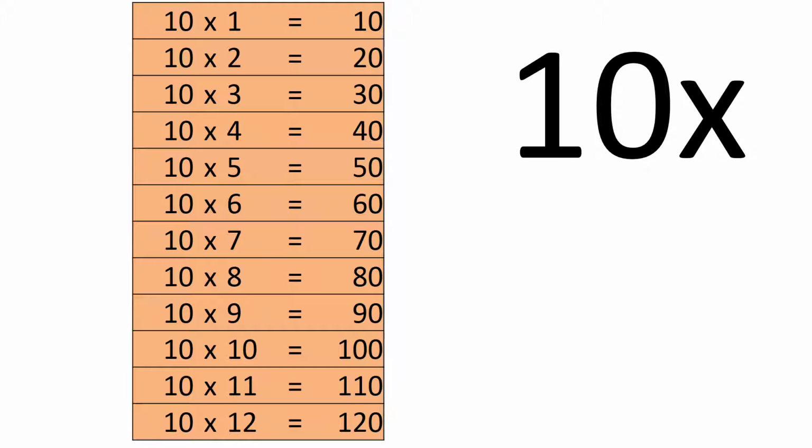Now for the times 10. And you probably know the trick already on this one. If it's a single digit, or any number actually, just add a 0 if it's times 10. So 10 times 1 is 10. 10 times 2 is 20. 10 times 3 is 30. 10 times 4 is 40. 10 times 5 is 50.